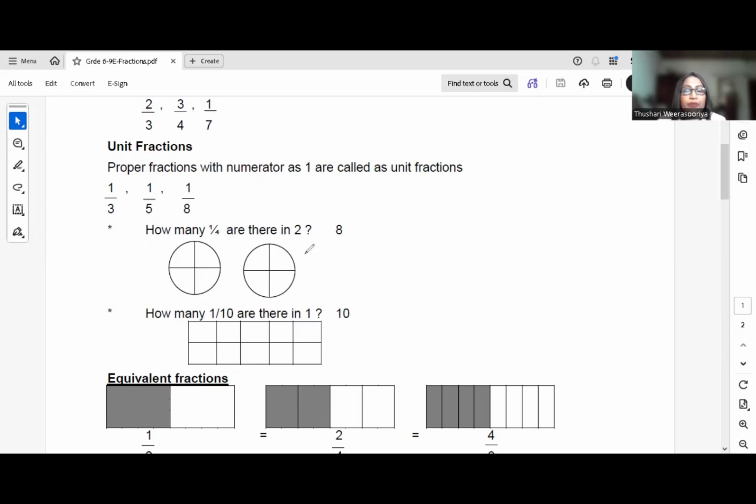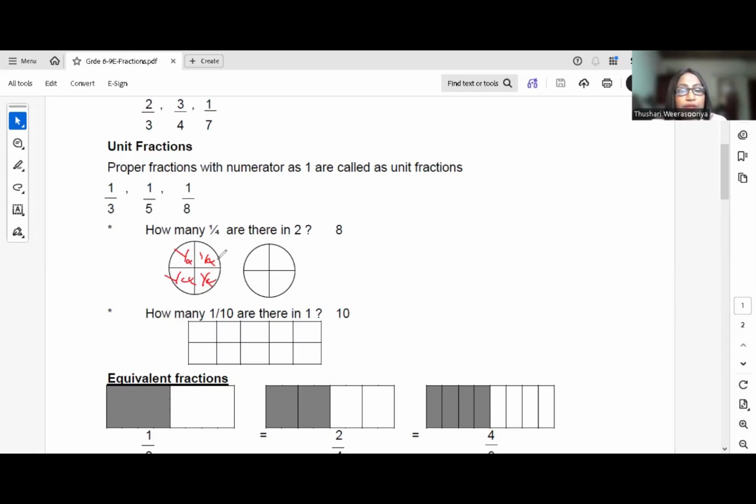Now, look at this example. How many 1 over 4s are there in 2? Right? But the 2 means any whole number, right? How many 1 over 4s are there in 2? We'll take one part. I'll take this as 1 and this is 2. Right? Out of 1, how many 1 over 4s are there? This is 1 over 4. This is 1 over 4. This is 1 over 4.